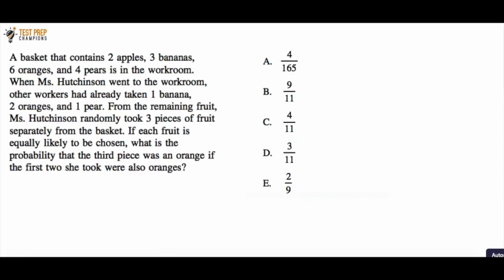A basket that contains 2 apples, 3 bananas, 6 oranges, and 4 pears is in the workroom. When Mrs. Hutchinson went to the workroom, other workers had already taken 1 banana, 2 oranges, and 1 pear. From the remaining fruit, Ms. Hutchinson randomly took 3 pieces of fruit separately from the basket. If each fruit is equally likely to be chosen, what is the probability that the third piece was an orange if the first 2 she took were also oranges?